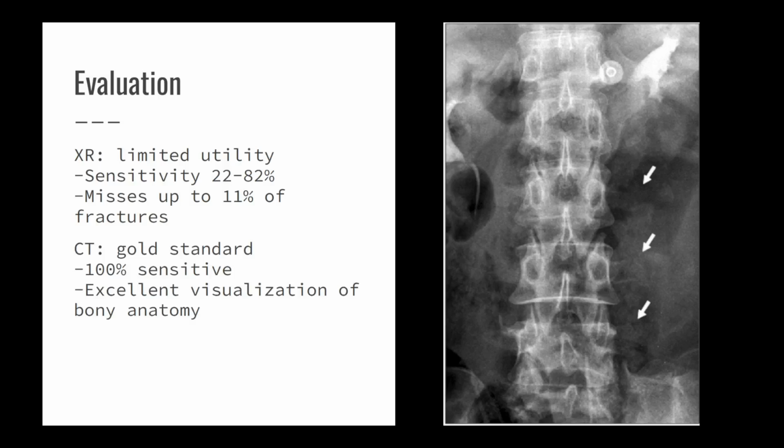CT is the gold standard. Essentially for any bony trauma, CT is basically 100% sensitive. It gives you 3D reconstruction. You can really see the nature of the fractures. MRI, you don't always need MRI for these. I mean, often that's going to happen just to rule out other soft tissue injuries, but essentially the MRI is looking for ligamentous, muscle, cord injuries, lumbosacral plexus injuries, that kind of stuff.